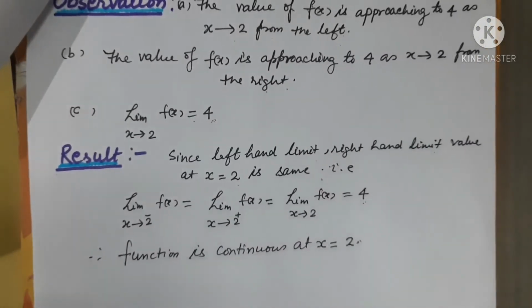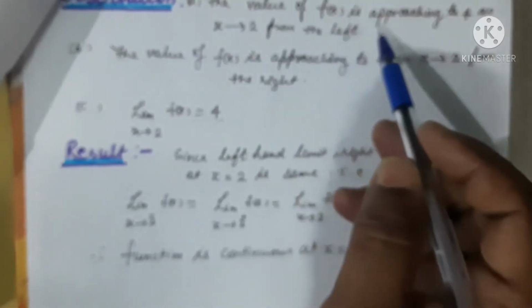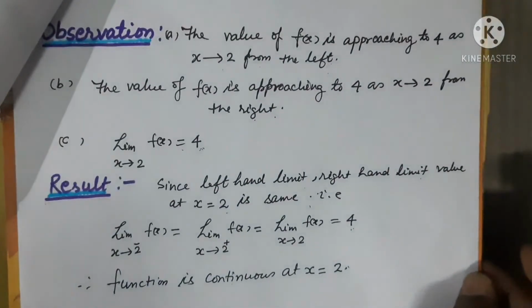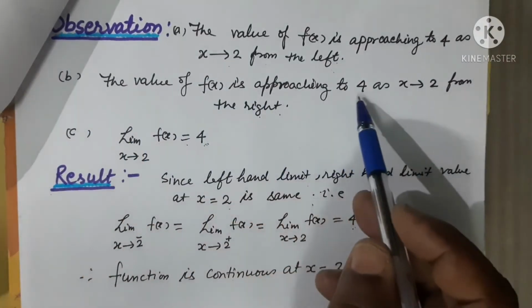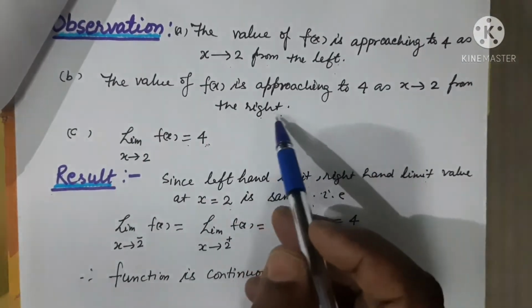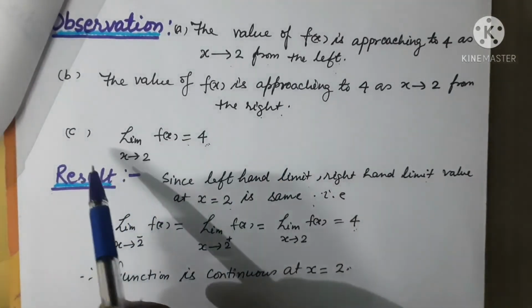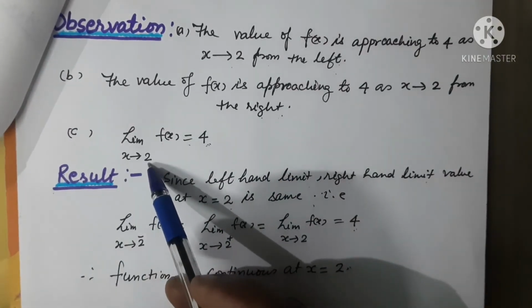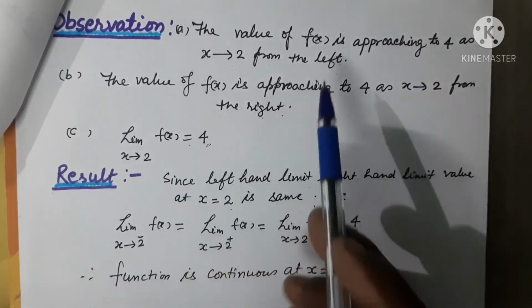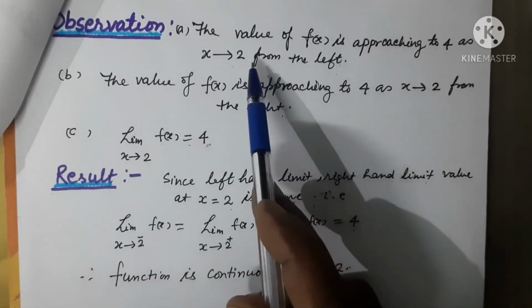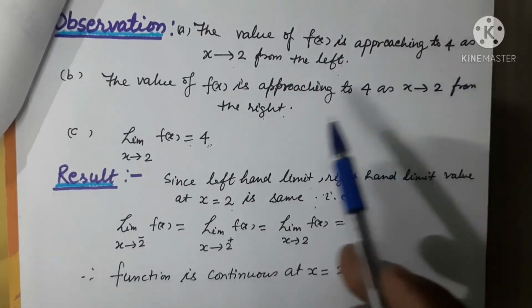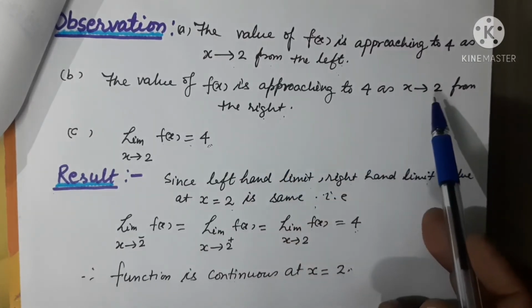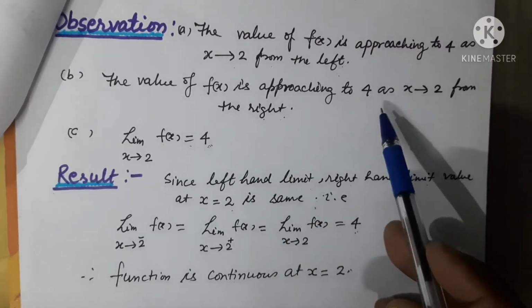The next point is observation. The value of f(x) is approaching 4 as x tends to 2 from the left, and the value of f(x) approaches 4 as x tends to 2 from the right. The left limit as x tends to 2 of f(x) is equal to 4. If we take the left limit, it approaches 4, and if we take the right hand limit, then again it approaches 4.